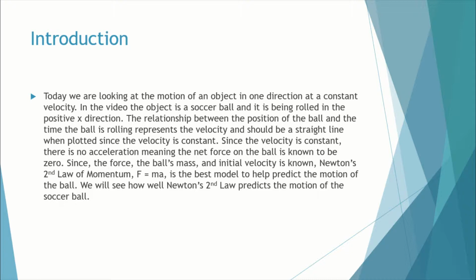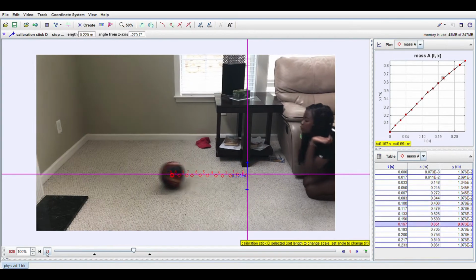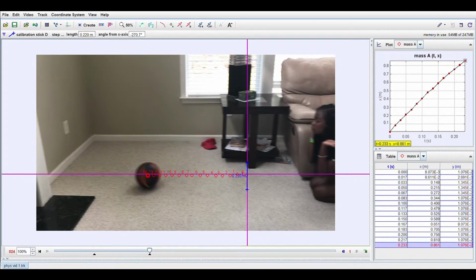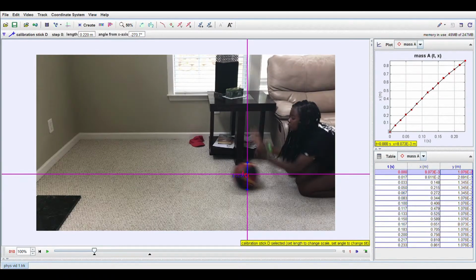After the prediction has been computed, it will be compared to real-life observations to see how well Newton's second law can predict the motion of an object moving at a constant velocity. In the video, the rolling ball is the system, and the ground, air, and the rest of the room are the surroundings. The ball is moving at a constant speed. To be sure the speed of the ball was consistent throughout, the ball's motion starts being analyzed a few frames after it was initially pushed, and stops being analyzed a few frames before the ball stopped.